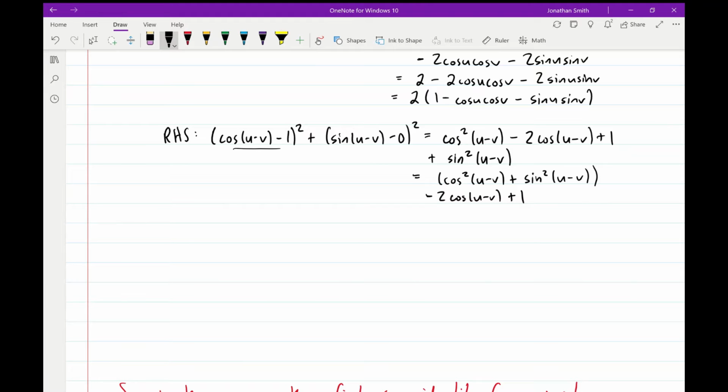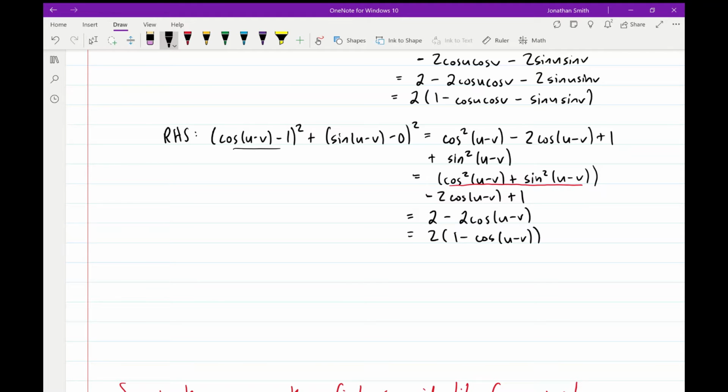And the reason I'm rewriting it like this is because I have a Pythagorean identity sitting inside of there. So that's going to become 1, and I end up with 2 minus 2 times cosine u minus v when it's all said and done, and now I can factor out a 2. So I get 2 times 1 minus cosine of u minus v.